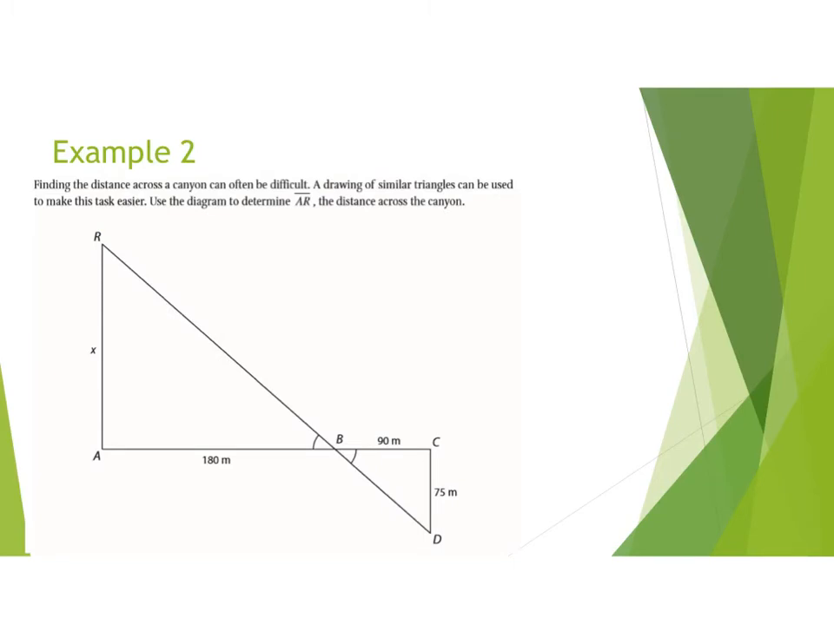Example 2, finding the distance across a canyon could often be difficult. I'm not sure who comes up with these problems, but this one does make sense. A drawing of similar triangles can be used to make this an easier task. Use a diagram to determine the length of AR, which is the distance across the canyon.